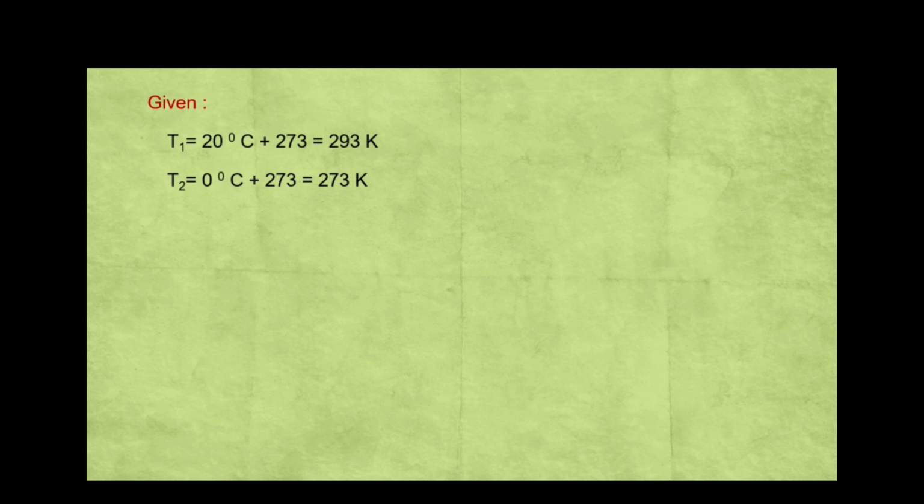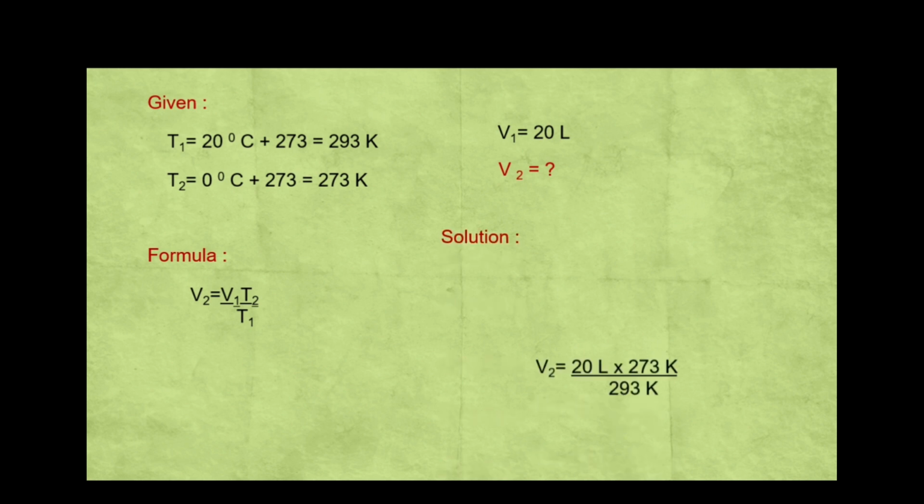For the final temperature, we have 0 degrees Celsius plus 273. So the final temperature is 273 Kelvin. Initial volume, 20 liters. And you are required to solve for final volume. So the formula is V sub 2, or final volume, is equal to initial volume times final temperature divided by initial temperature. So for the solution, you will just have to substitute the given quantities.